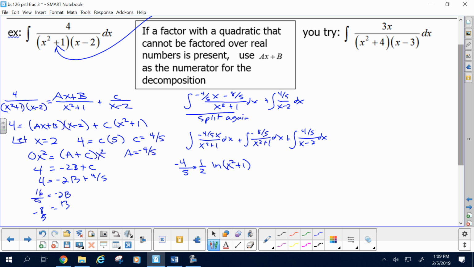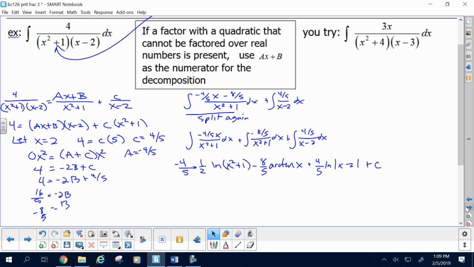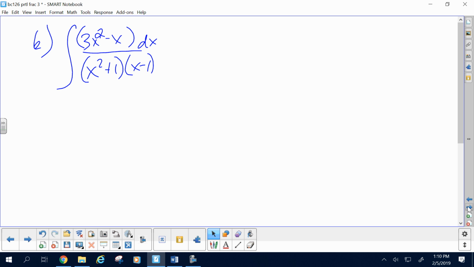Inverse tangent, yeah. Negative 8/5 inverse tangent of x. And then the last one's a typical log kind of question: 4/5 log of the absolute value of x minus 2. All right. There, we could do the u try, but there are 2 on the homework. So let's do the 2 on the homework instead. Number 6 is the easier one, then 7 is the harder one. So let's do 6 first.